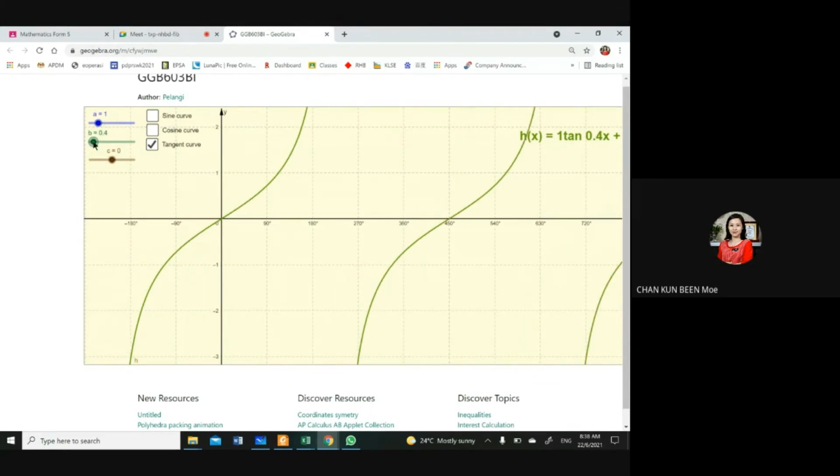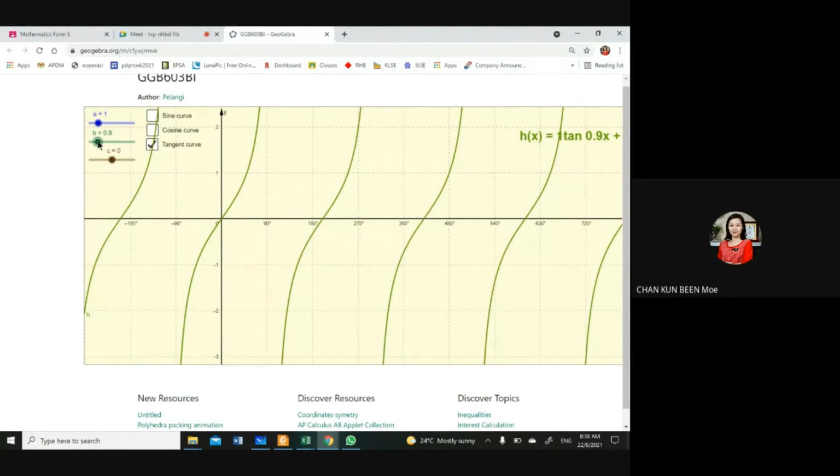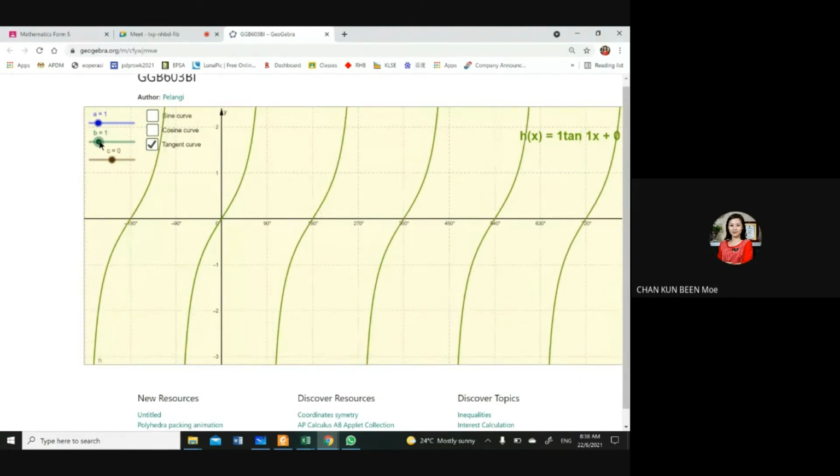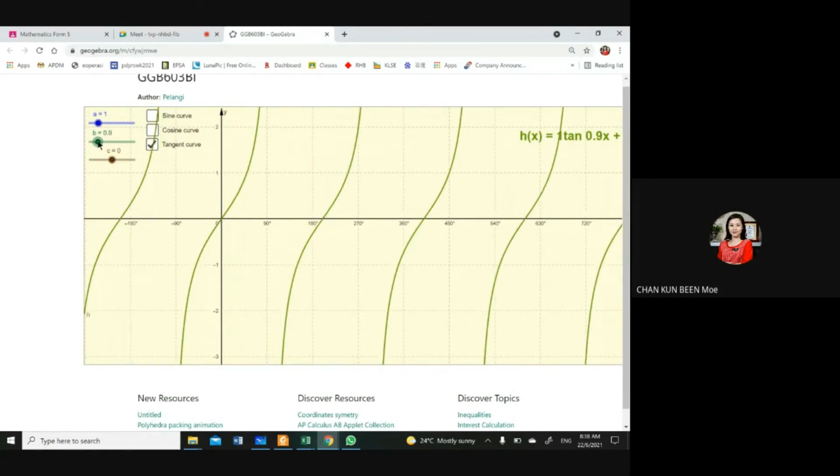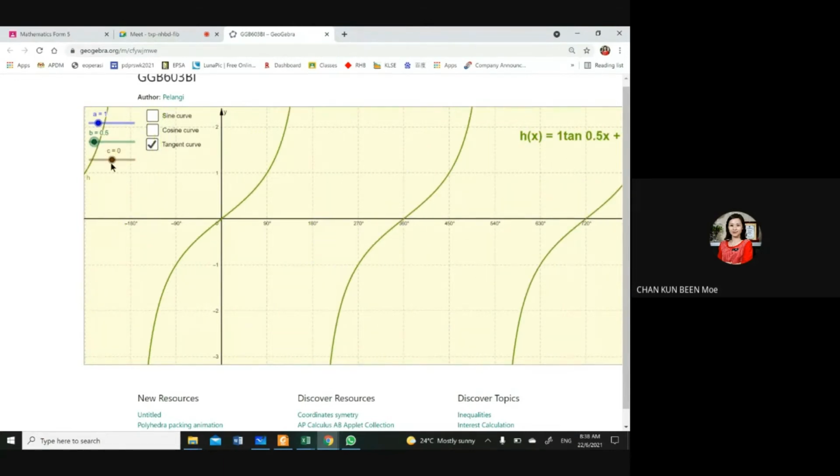When I move it to 1, it's in between 0 to 180. We have a complete graph. When I move it to 0.5, the complete graph ranges from 0 to 360 degrees. Okay, now don't worry about it. I'm going to move back. Hopefully you understand the graph. I'm going to move back to the theoretical part.